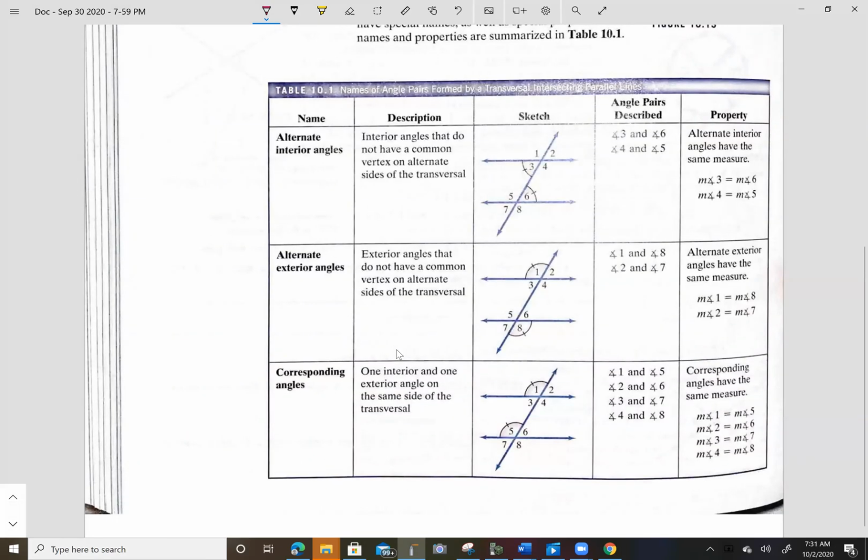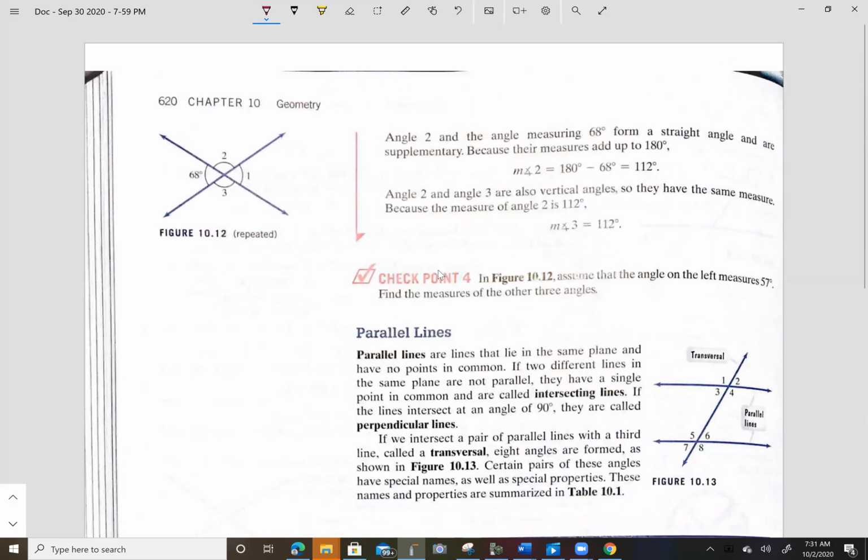Okay, and then I should go over the checkpoint with you. Oh yeah, there it is, if I would have turned the page. Checkpoint 4 says, assume the angle on the left is 57. So instead of 68, we have 57. Find the measures of the other 3 angles. So that means 1 is vertical to 57, so I'll give you that answer. This is 57. And 2 and 57 have to add up to be 180, and then 3 will be the same as 2.